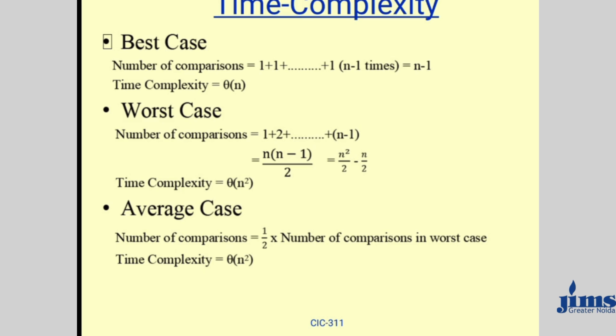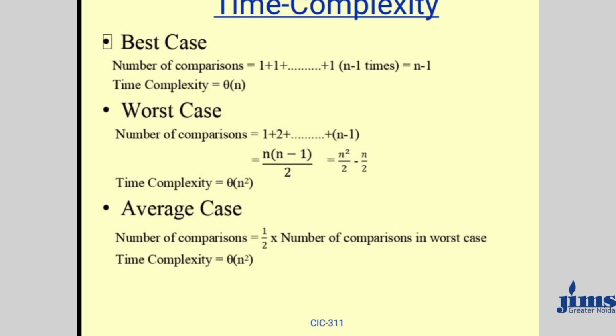Now since this is a quadratic equation, the degree is 2. So what will be the time complexity in this case? It will be theta of n square. So the worst case time complexity of insertion sort is theta n square, and this case is encountered when the input is the reverse of the desired order.